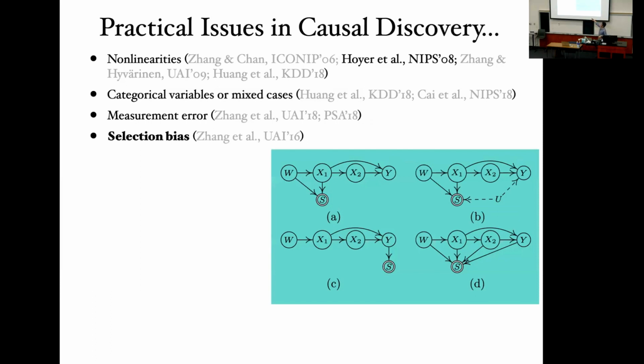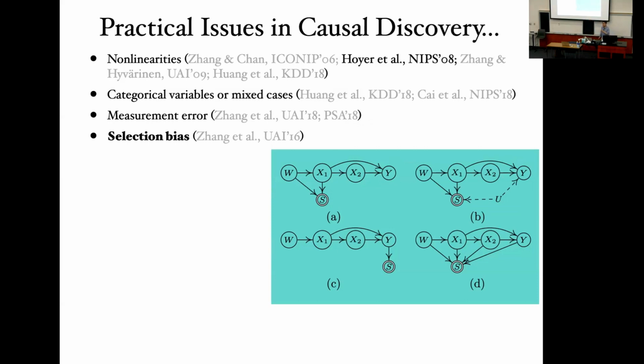You have selection bias. Here, I use this particular kind of node to denote the selection. You can see in this case, the S variable is determined by W and X1 in a probabilistic way. If S is 1, the data point is in the data set.